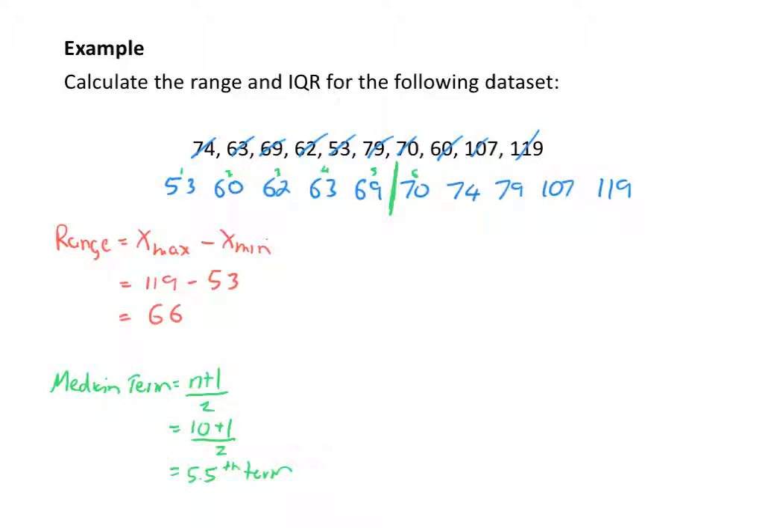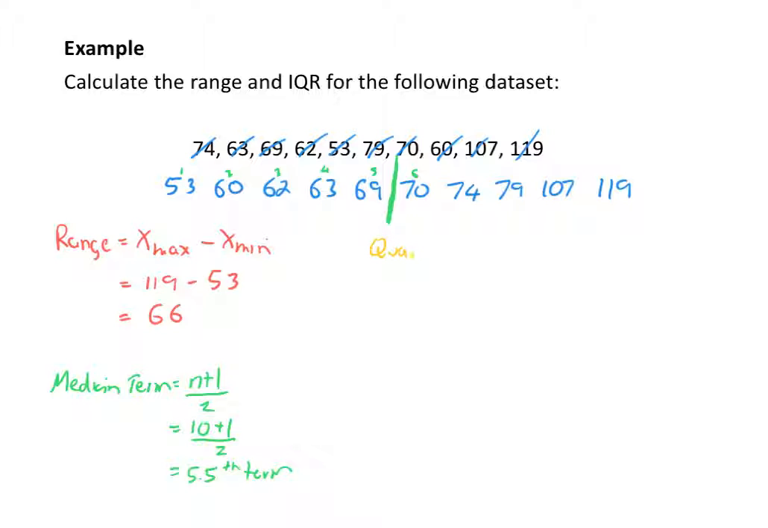Now because I had an even amount of numbers in my original data set, when I split it into two, I can just draw a line down the middle between 69 and 70. The first 5 numbers are my first half. The second 5 numbers are my second half. So now I can proceed to calculate the first quartile and the third quartile.